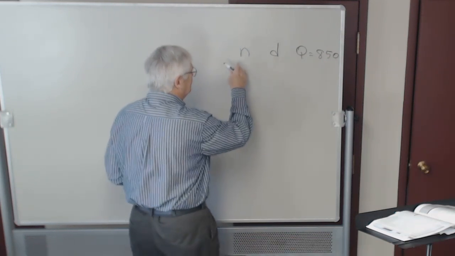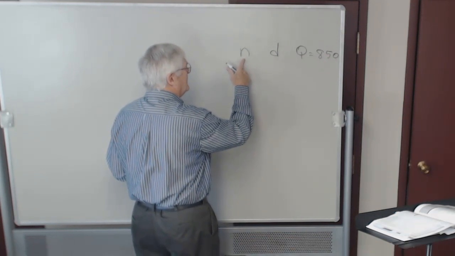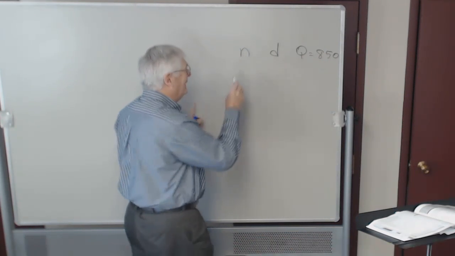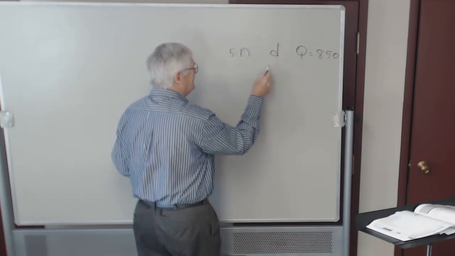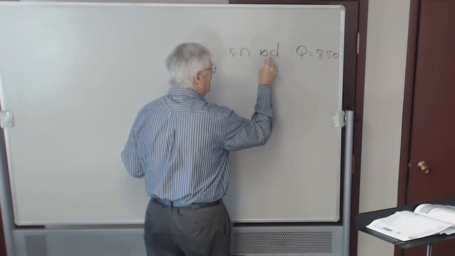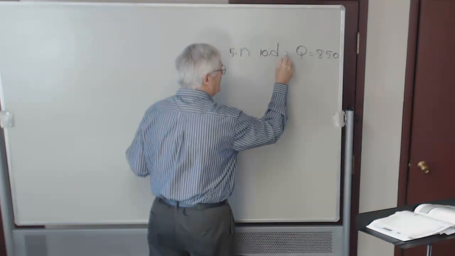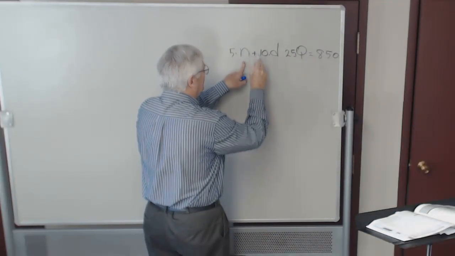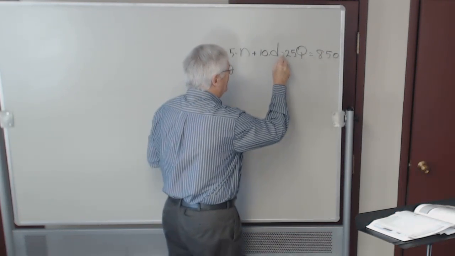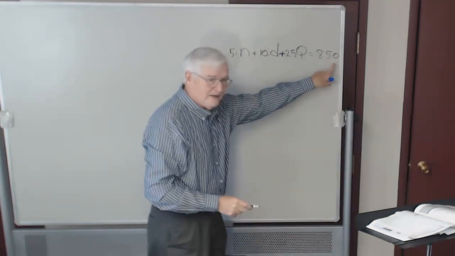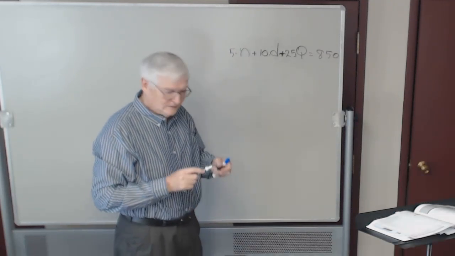But how much is a nickel worth? A nickel's worth 5 cents. How much is a dime worth? 10 cents. And how much is a quarter worth? 25. So if I take 5 times each nickel, plus 10 times each dime, plus 25 times each quarter, I'll get 850 cents.